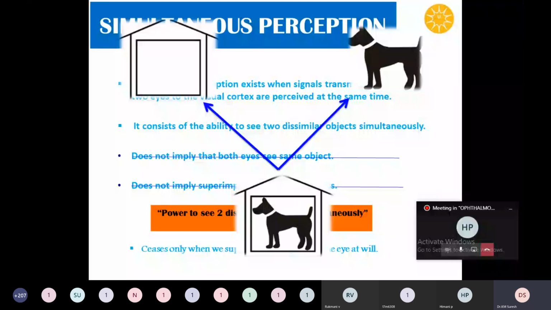So one object, that is cage, is projected to the left eye and dog is projected to the right eye. And as a fusional mechanism, as I told you, binocular single vision is developed and the patient will be able to see a dog inside the cage.